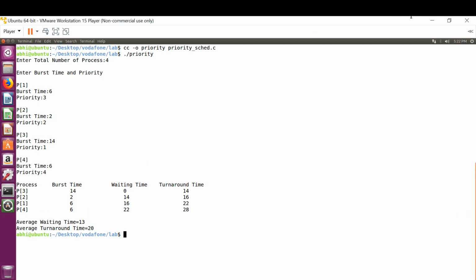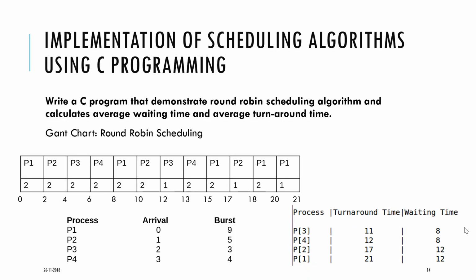Let's move on to our next scheduling algorithm, that is round-robin scheduling. So let's try and understand the demonstration of the round-robin scheduling algorithm with the help of the Gantt chart, which helps us to calculate the average waiting time and average turnaround time. Here we have 4 processes, P1, P2, P3, P4, with their respective arrival times and their burst times. In this particular example, we have assumed that the time quantum is 2.